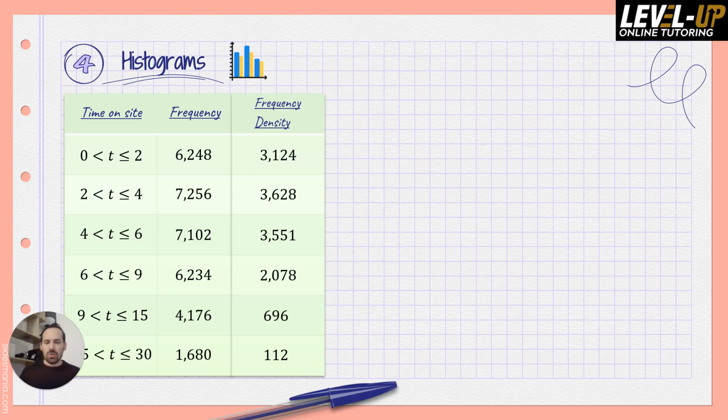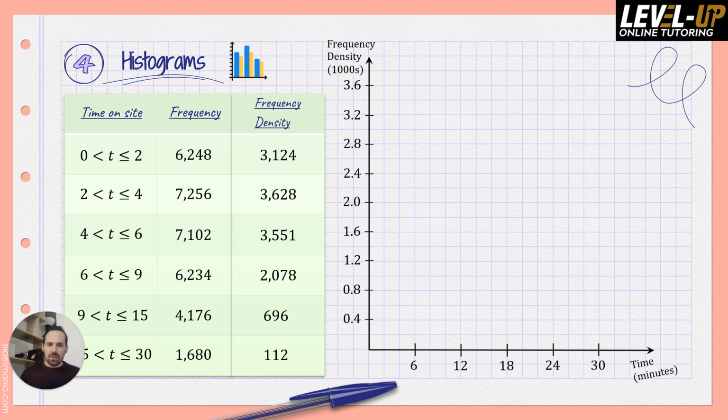And then we can start plotting that on here. We have the frequency density on the vertical axis and the time in minutes on the horizontal axis. And we plot the first one. The first one's going from 0 to 2, like the width of the bar is 0 to 2 minutes. And then the height goes up to 3,124. The next one is also 2 wide, going up to 3,628.